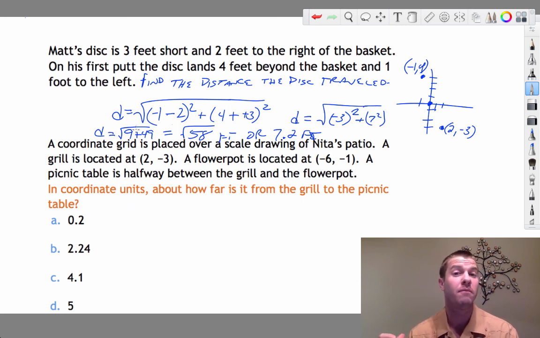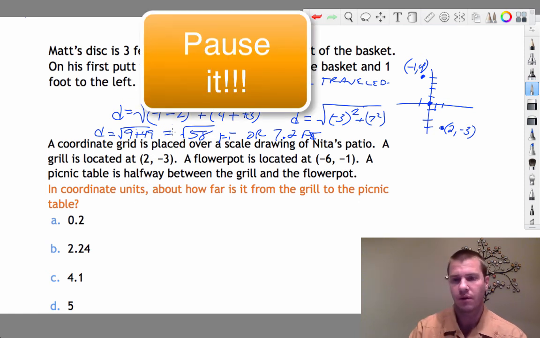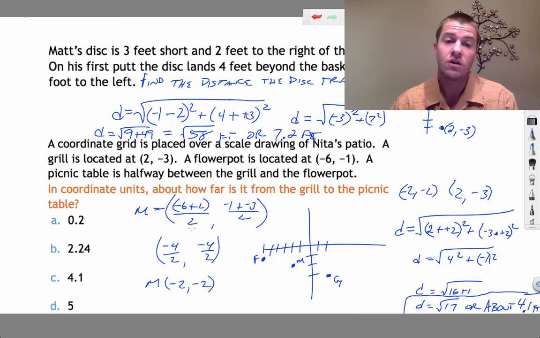It has to do with both the midpoint and distance formula. So you're going to be using both here. So to find where the midpoint is, you have to do the midpoint formula, negative 6 plus 2 divided by 2, negative 1 plus negative 3 divided by 2. They each come out to negative 2, so you get this midpoint, negative 2, negative 2.